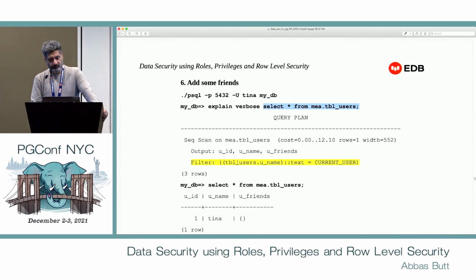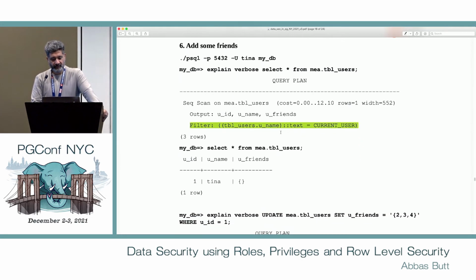the policy is being used as a qual. TBL user uname is equal to current user. It is a filter qual that is used while selecting the rows from the table. So nothing could bypass this, and obviously whenever the select is executed, it is only going to return the row that contains the same username which is currently logged in, right? Like we see, if we select from a table users, we only get one row, which has no friends.